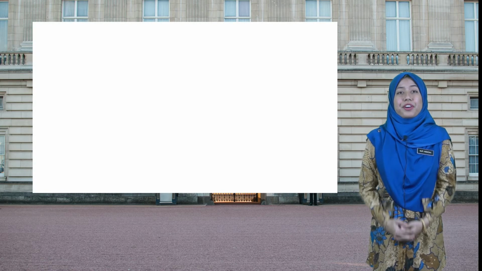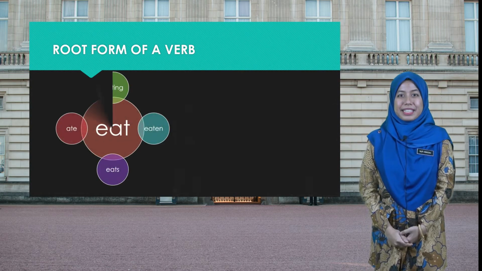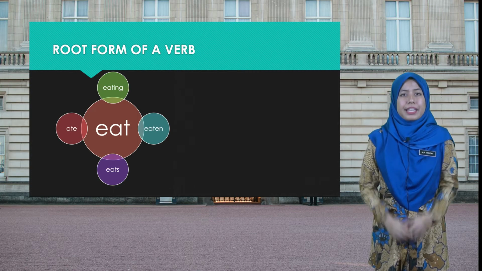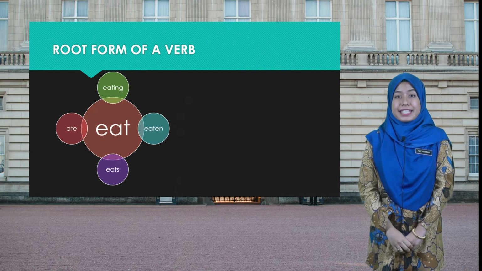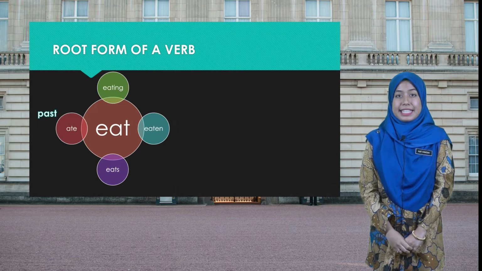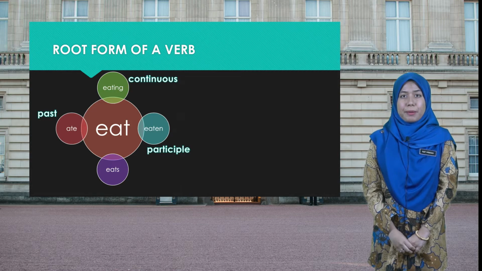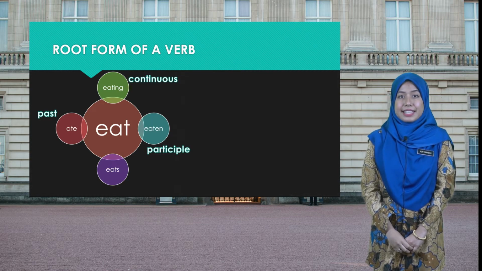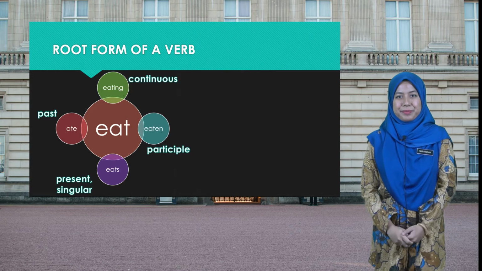Today, we are going to focus on the root form of a verb. Let's take a look at the first diagram. As you can see, verbs come in many forms. The first example is eat. As you can see from the diagram, ate is for past tense. Eating is for continuous. Eaten is for participle. And eats for present singular tense. So the root form of this verb is eat.